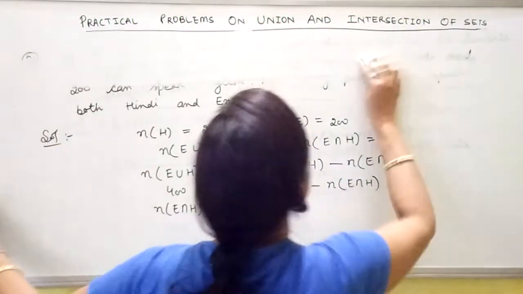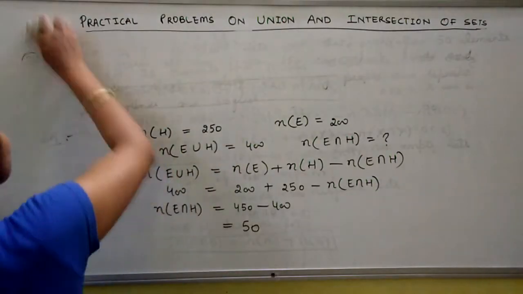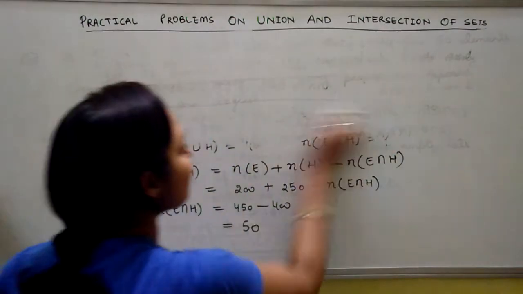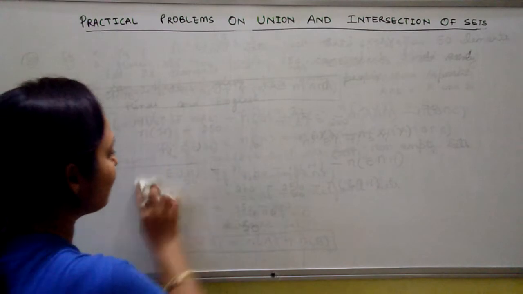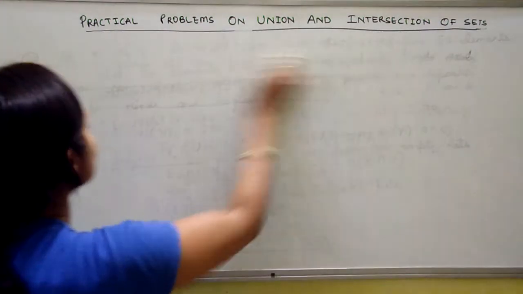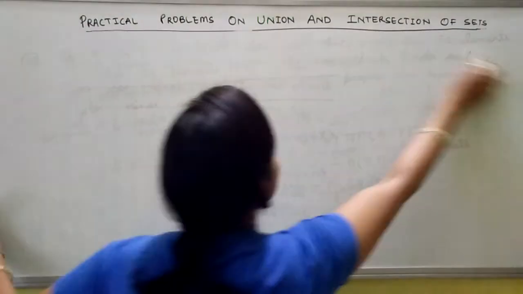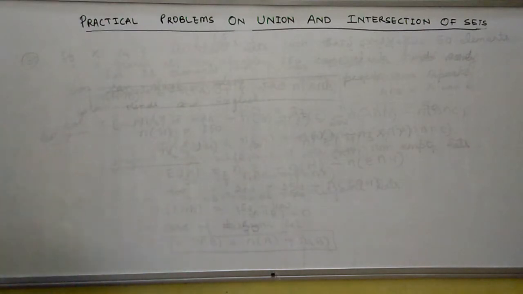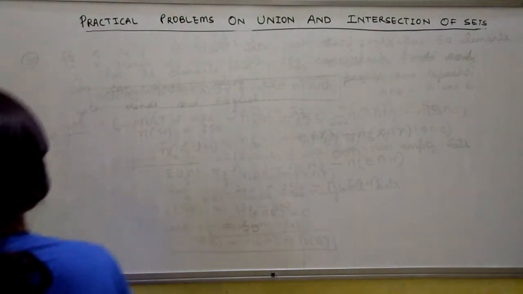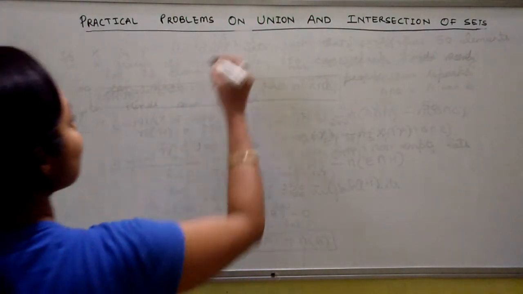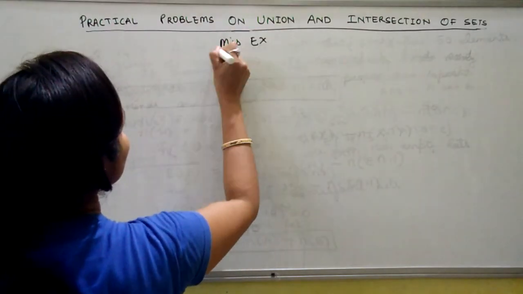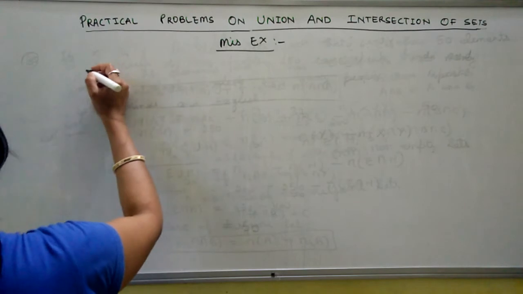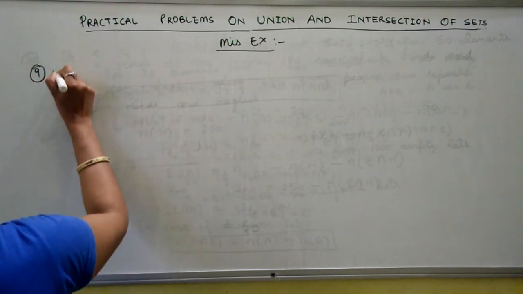Miscellaneous exercise. I have the book. I will write the statement from the book, then apply the properties. In the miscellaneous exercise of NCERT, we have the first 9 questions, that is the first part.